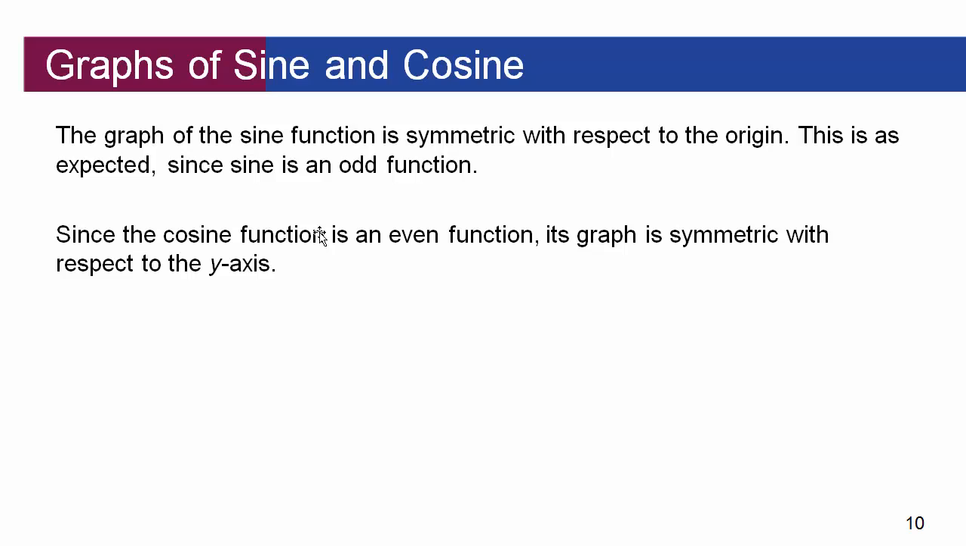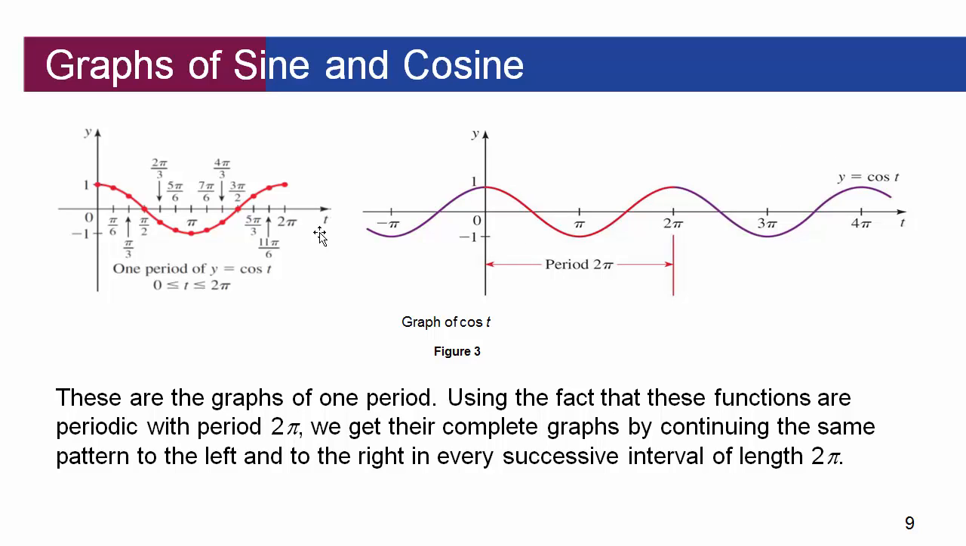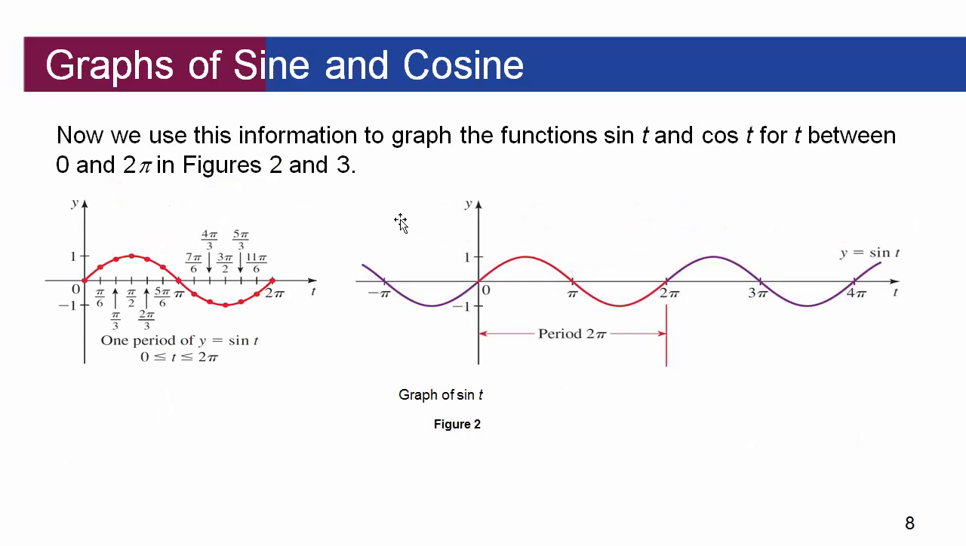Okay, now you may have noticed that the sine function is symmetric with respect to the origin. And that makes sense because sine is an odd function. And you may have noticed that the cosine function is symmetric with respect to the y-axis. And that's because it's an even function. All right, so we'll take a look at it again. Cosine is symmetric with respect to the y-axis. Can you see that right here, this y-axis, it's a mirror image on each side of it? So we know that that is an even function.